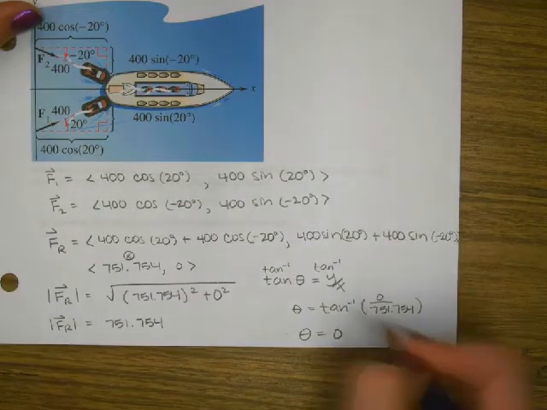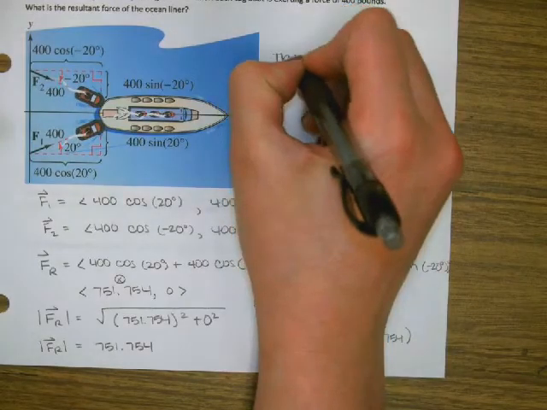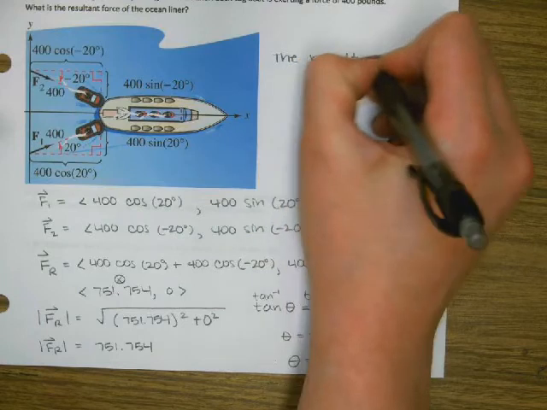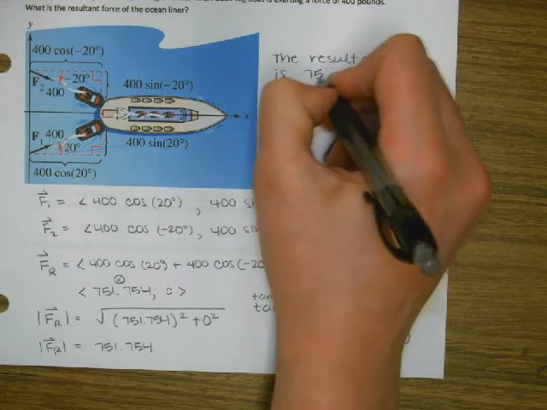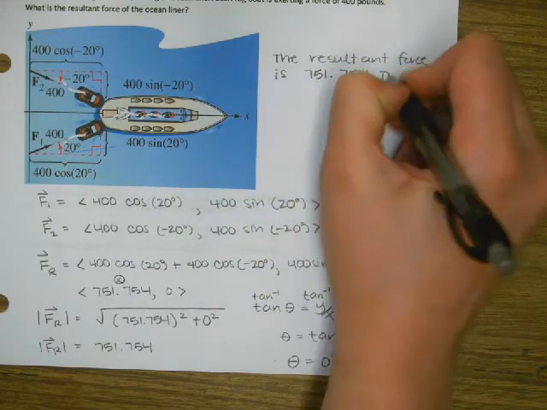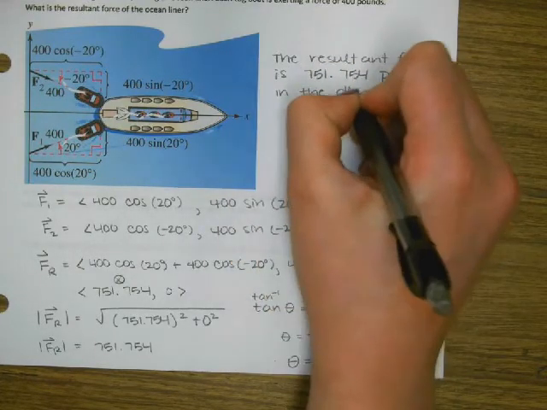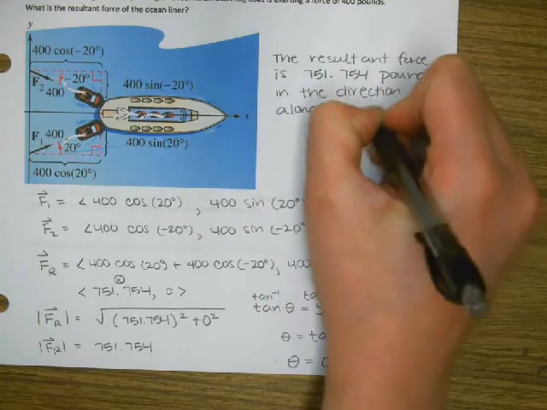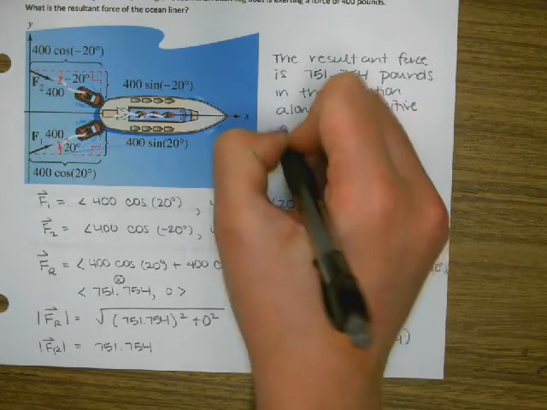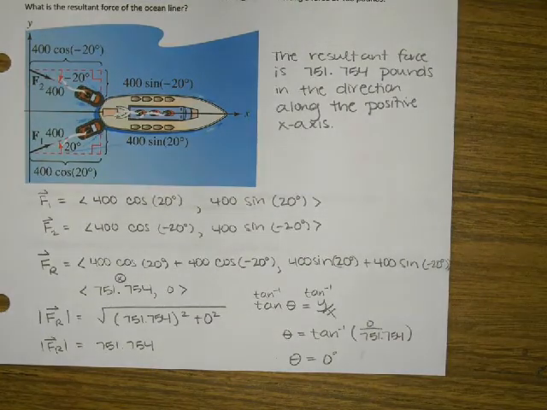So for my answer, I'm going to say the resultant force is 751.754 pounds in the direction along the positive x-axis. And I can reference that because the picture had it. If the picture didn't have it, then I might have to use the cardinal directions like north or east or whatever.